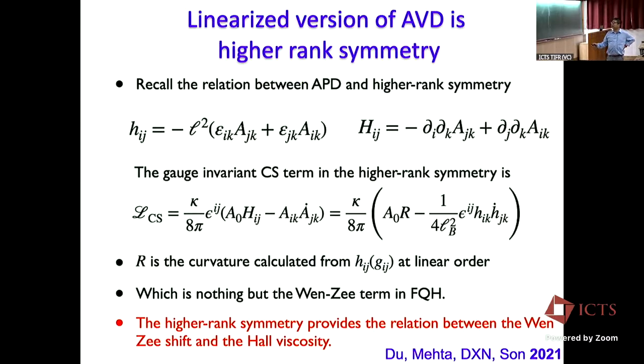And this is nothing but the Wen-Zee term in fractional quantum Hall. So this is the Wen-Zee shift and this is the Hall viscosity. So the high rank symmetry provides a relation between the Wen-Zee shift and the Hall viscosity. It is thus constrained by symmetry. And I think that's our time.